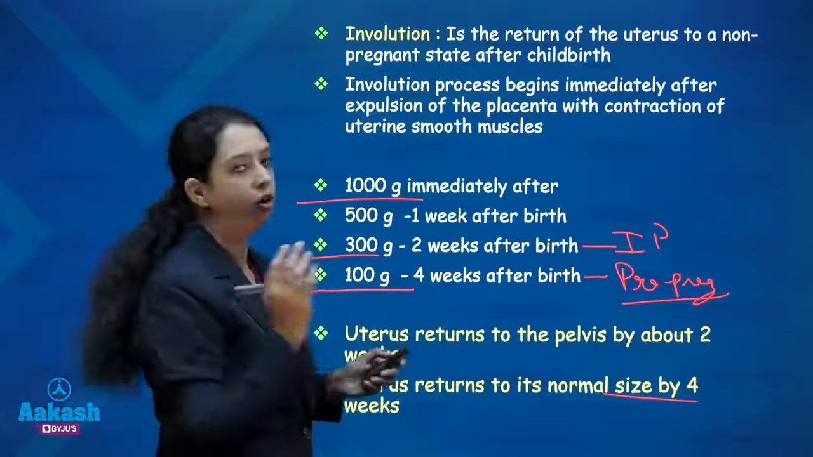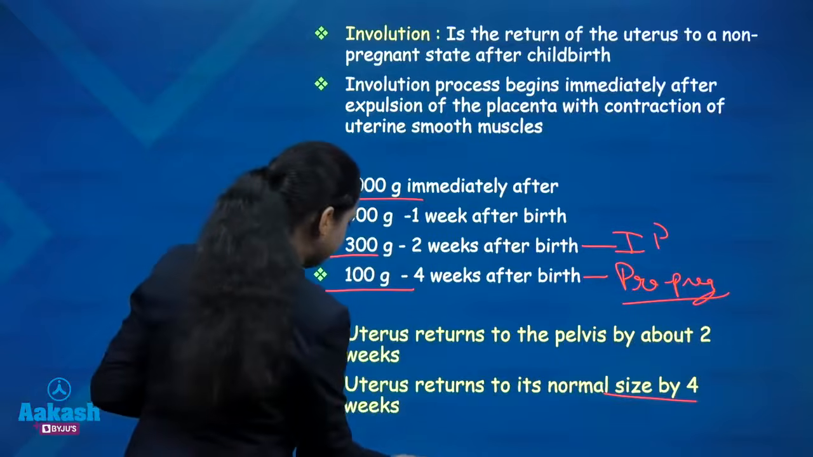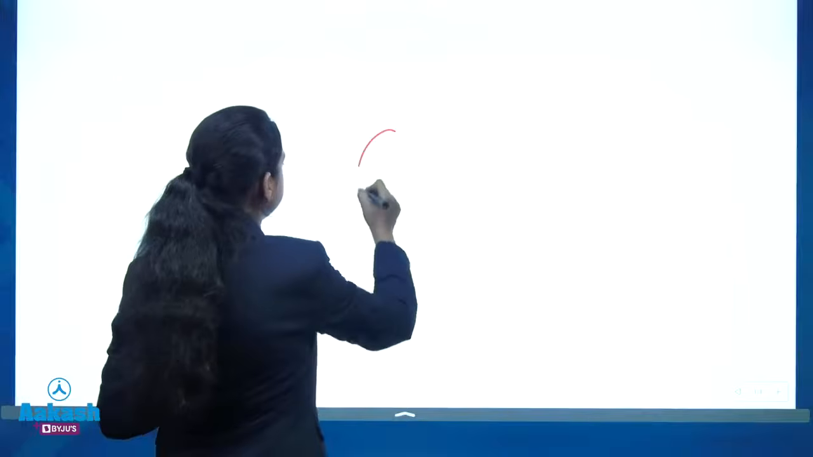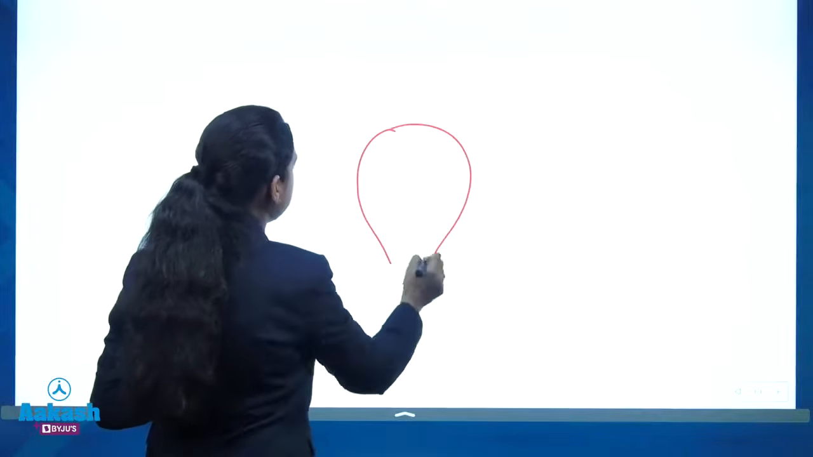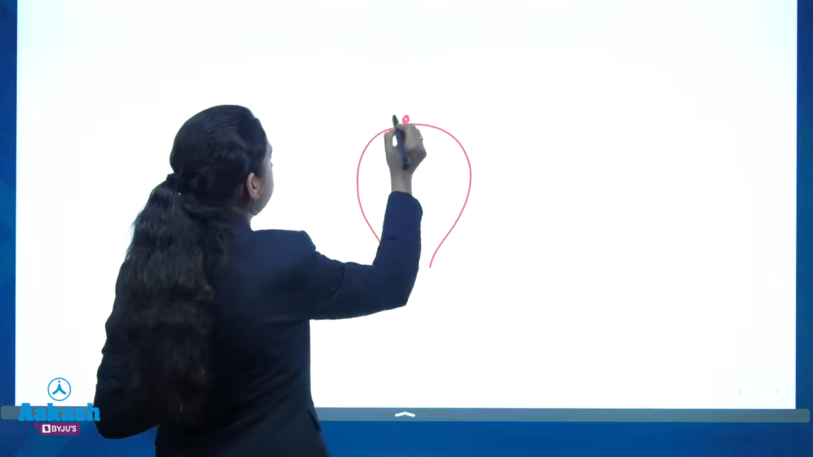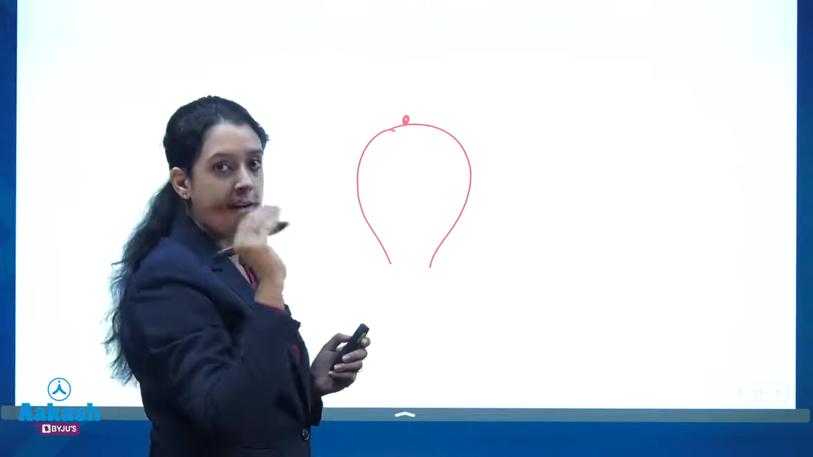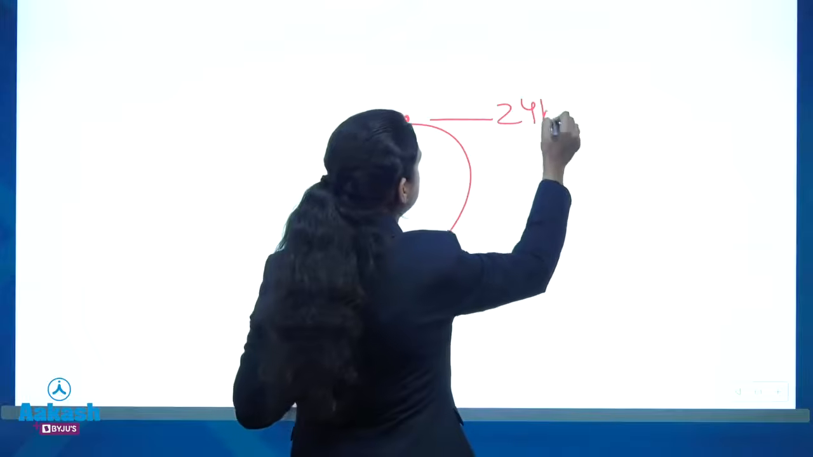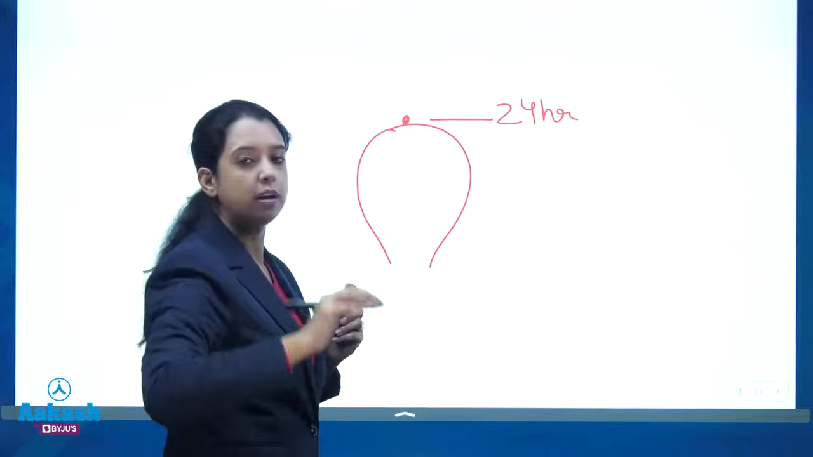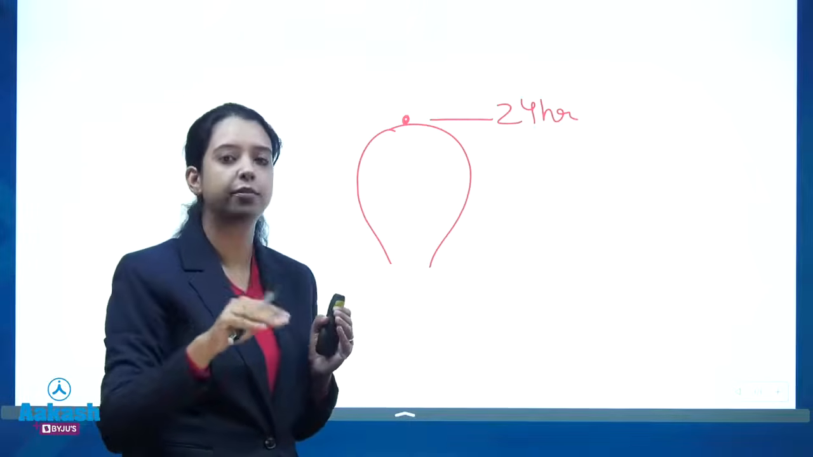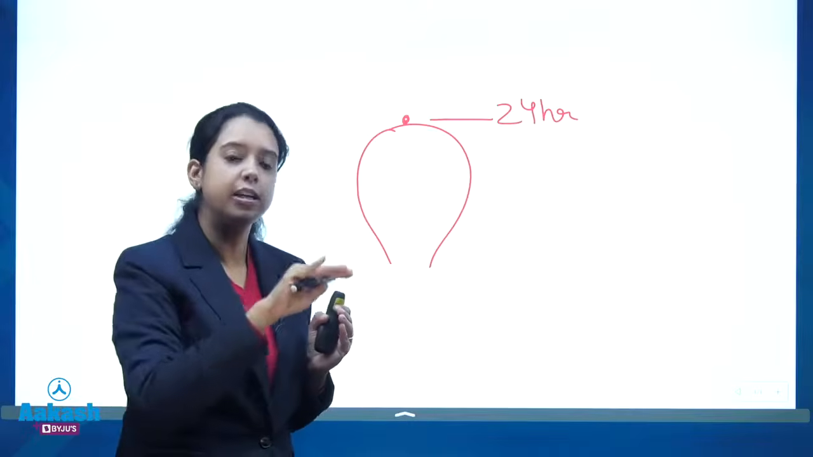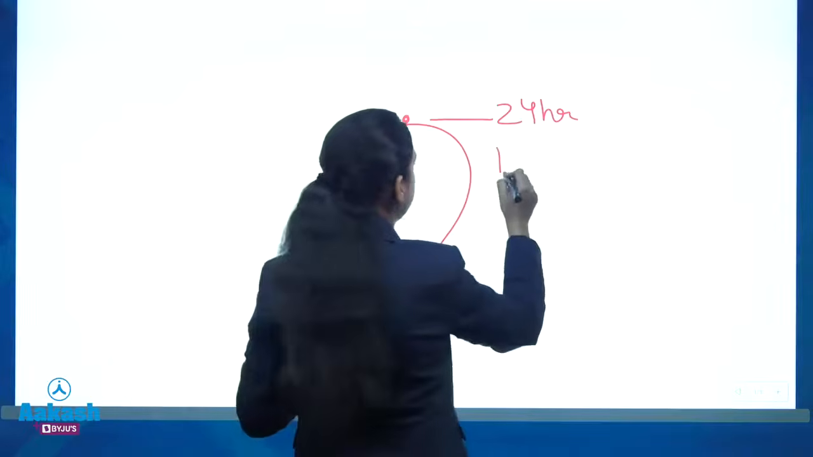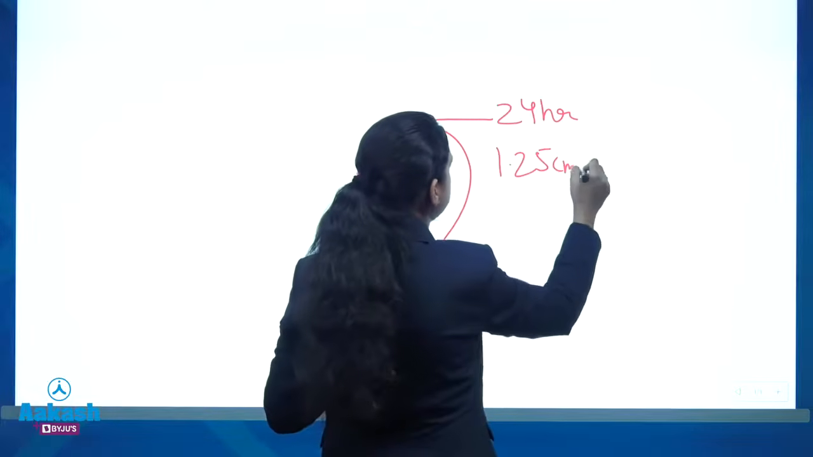Now clinically, how will you assess it? For clinical assessment, we have discussed this also, that immediately after delivery, the uterus comes to lie at the umbilicus. So the uterus is just at the lower border of the umbilicus immediately after delivery. And it stays there for 24 hours. So at the end of day 1, if you palpate, you will feel it just below the umbilicus.